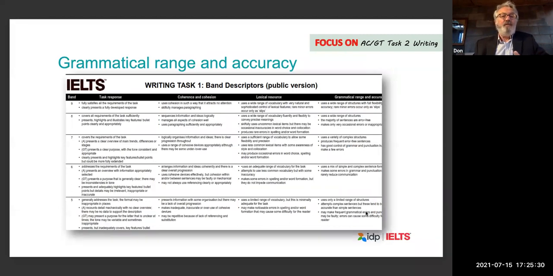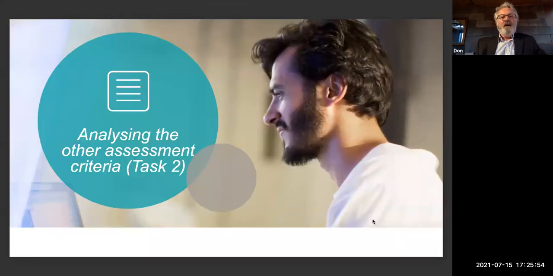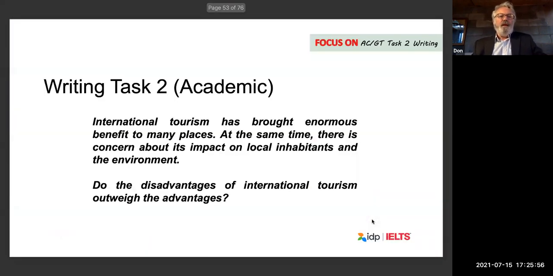And finally, with grammatical range and accuracy, at a band 8, there are very few mistakes, maybe only 2 or 3. At a band 7, you will make more mistakes, but not a lot. And at band 6, of course, you can make quite a few mistakes, but it won't affect the communication. Okay, let's look at some tasks.